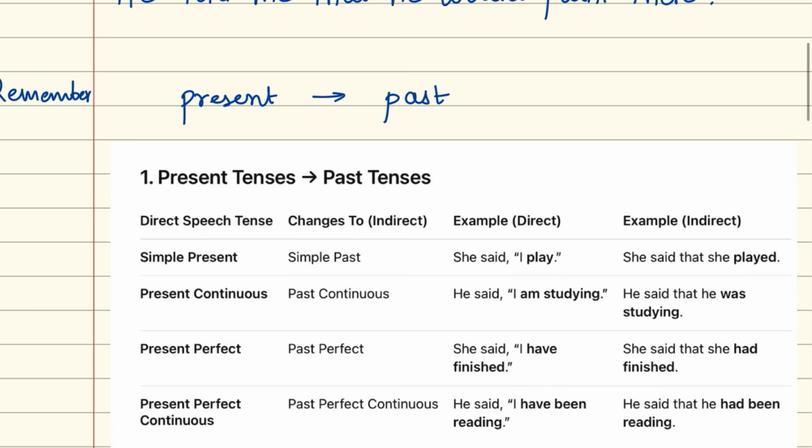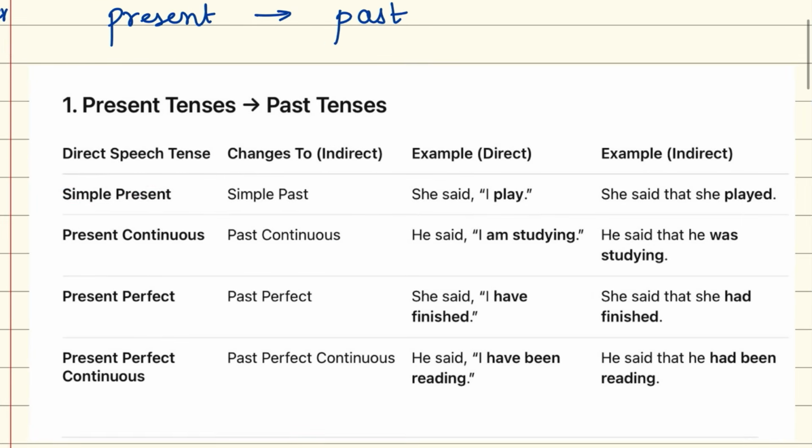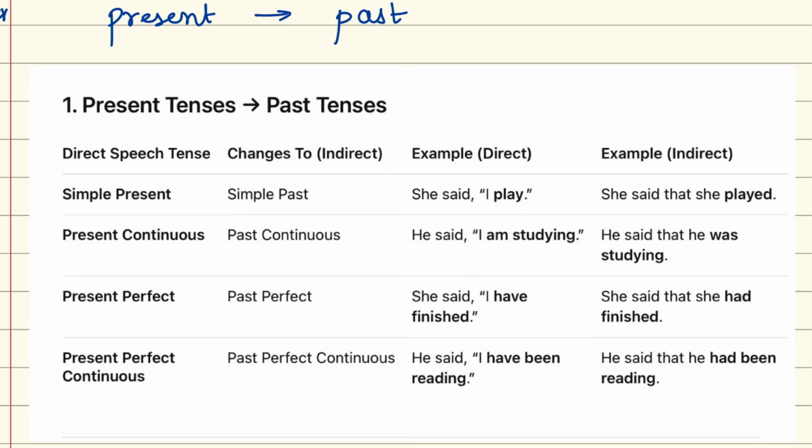Now, we'll talk about the tenses first. Present will be changed into past. Now, this is something that is confusing for you guys, but gradual practice will help you clear all these concepts. Here, the simple present changes into simple past. Alright. Example here is she said I play. She said that she played. That is the connector here. You have to write it. So this present tense changes into past.